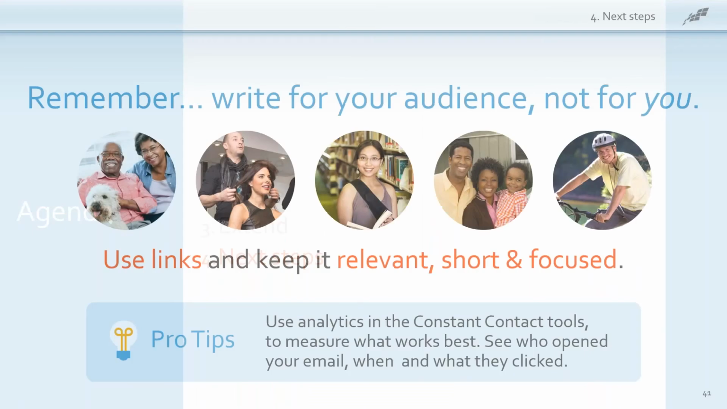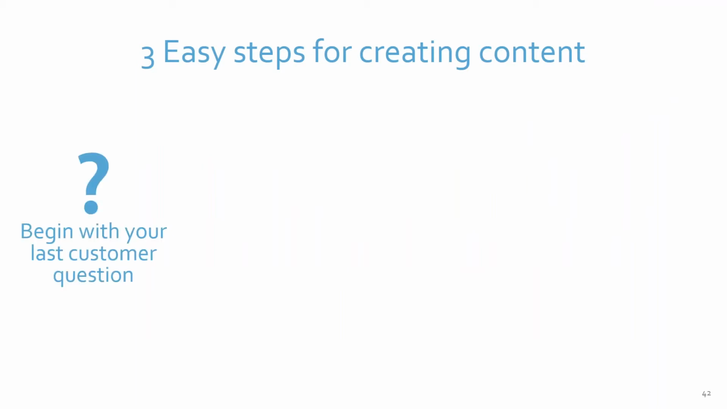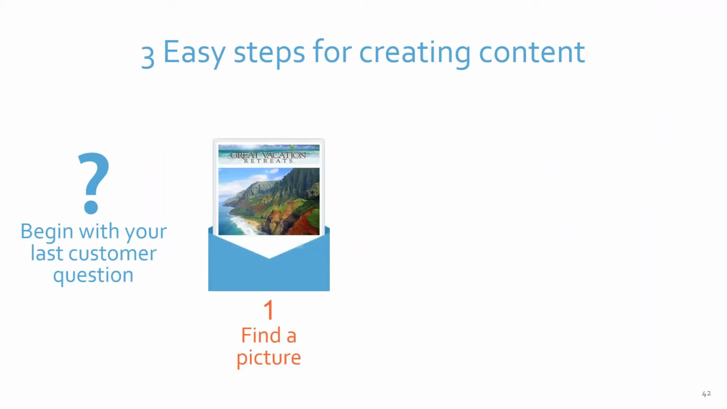So what is the next step? Remember, you need to write for the audience and not for you, and use links, keep it relevant, keep it short, and keep it focused. And here are three easy steps for creating content. Begin with your last customer question. Write something around that and make a little blog. Find the perfect picture. And I want you to take time and really find good pictures.